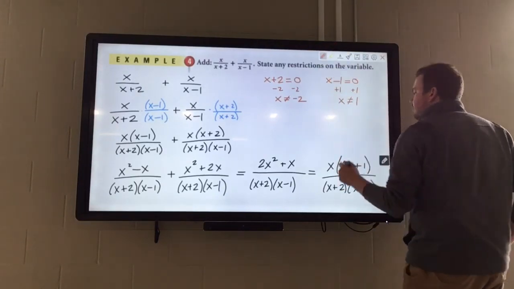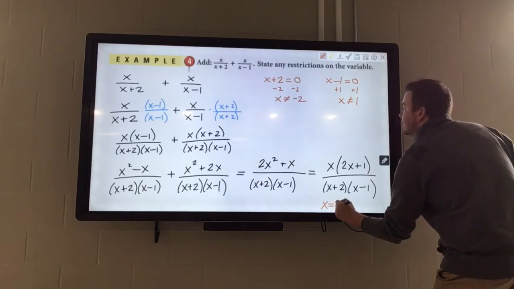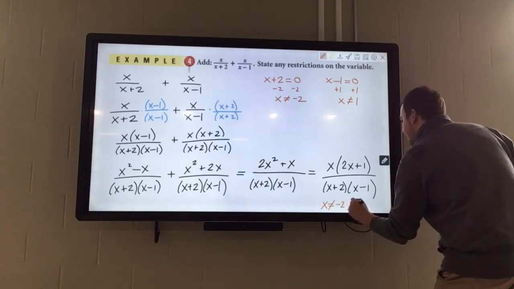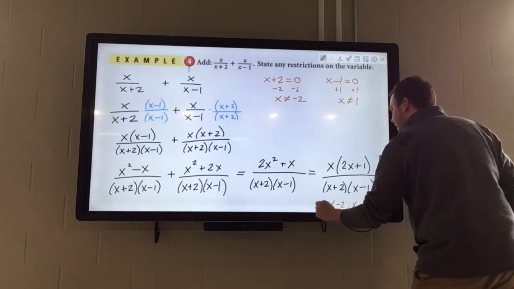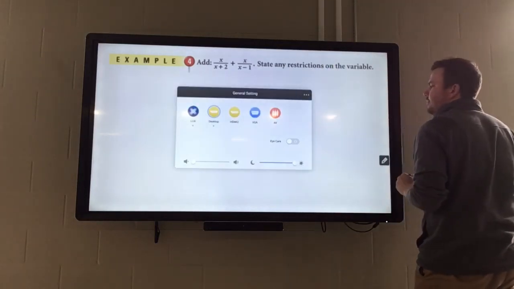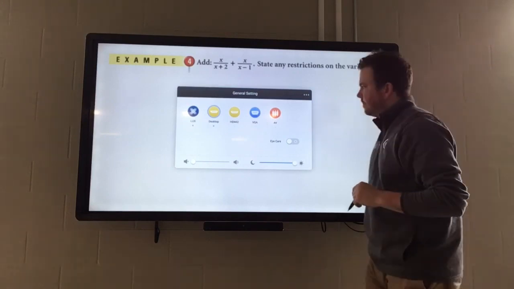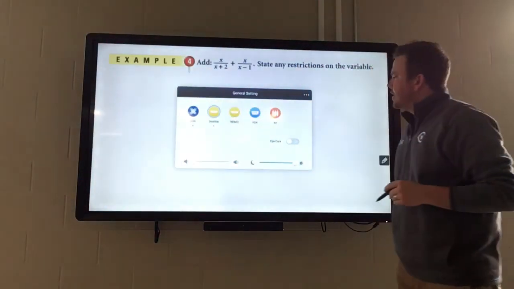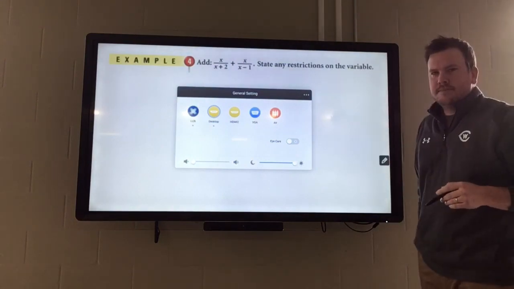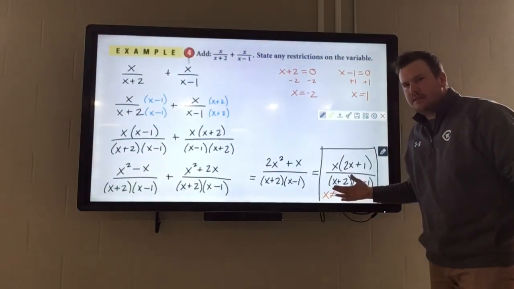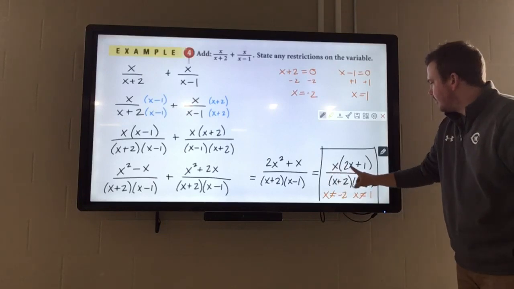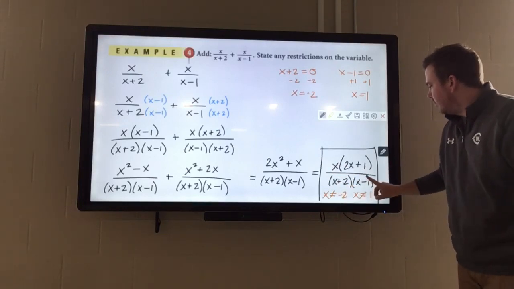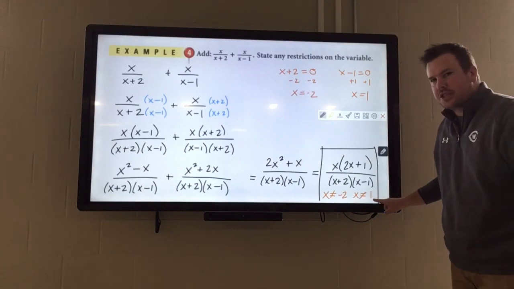Don't forget to add those restrictions. x cannot equal, what did I say, negative 2. And x cannot equal 1. Circle that whole thing. Oh no, I just lost it all. So that's addition. There we go. I fixed it. Magic, right? Not actually. I just rewrote the whole thing. But anyway, so we get our final answer of x times 2x plus 1 over x plus 2 times x minus 1 with these restrictions.